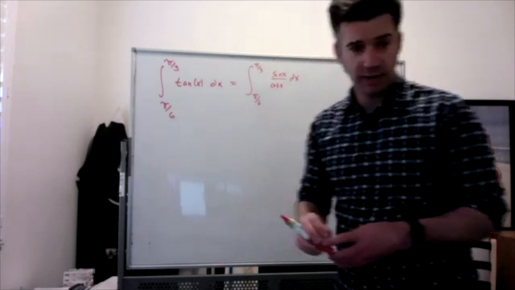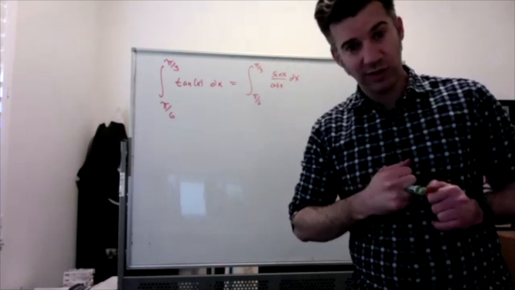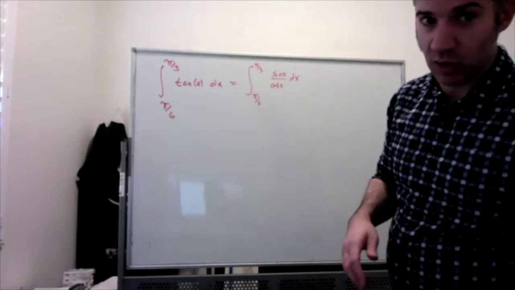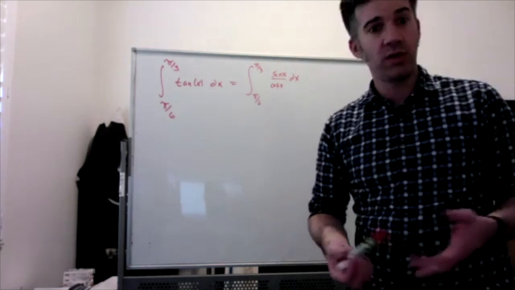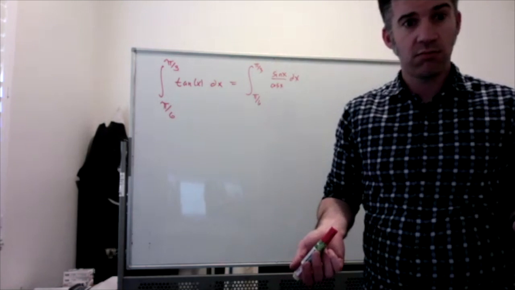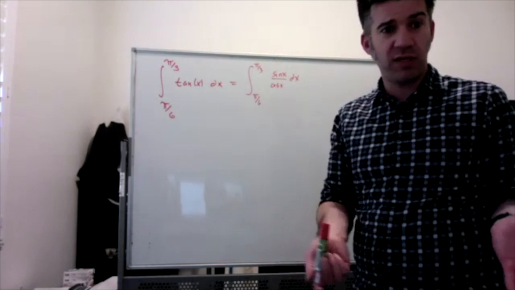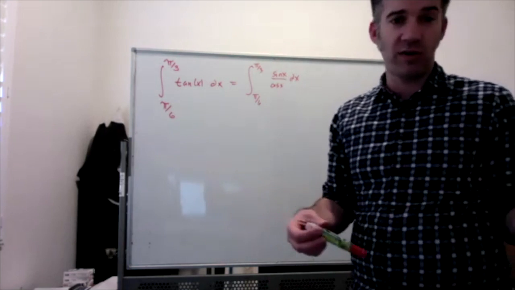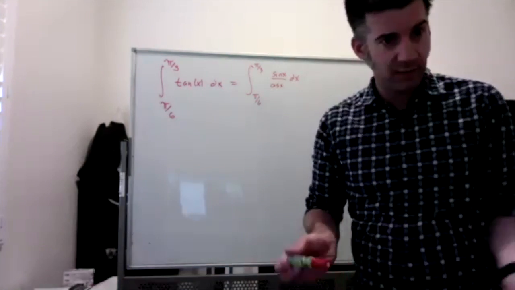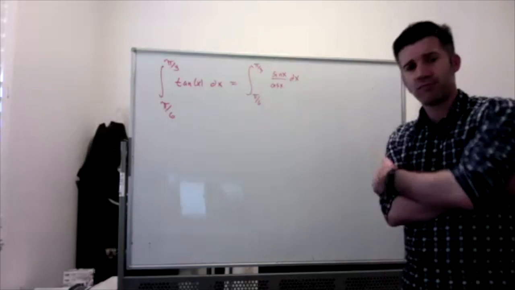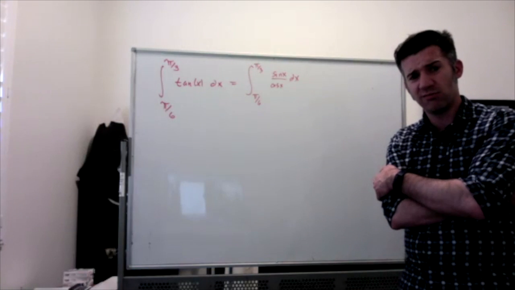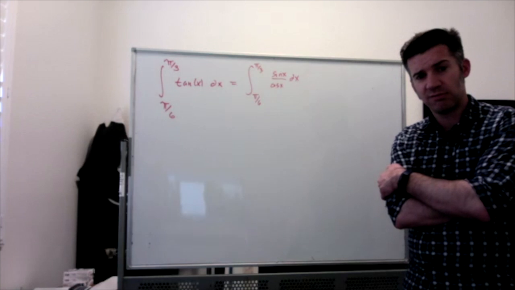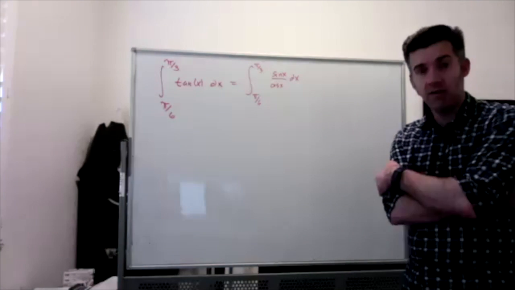So let me ask you guys, what should we choose for u? Should we choose u equal to sine, or should we choose u equal to cosine? Both seem like pretty decent choices, right? The derivative of sine is cosine, the derivative of cosine is essentially sine, it's negative sine. So what should we choose? Well, let me show you.